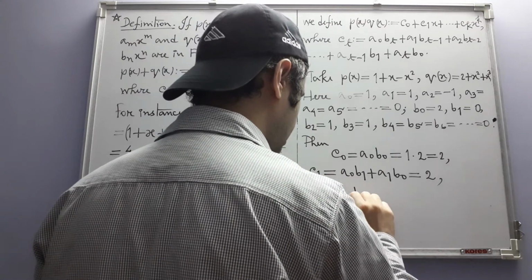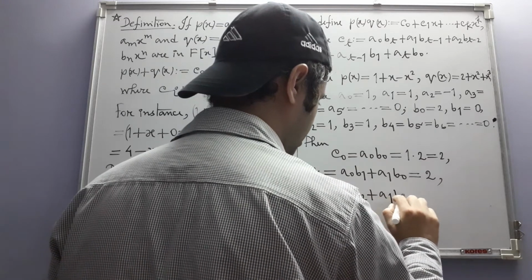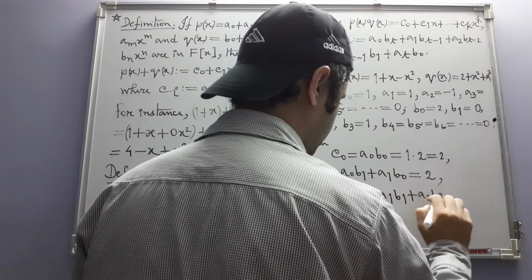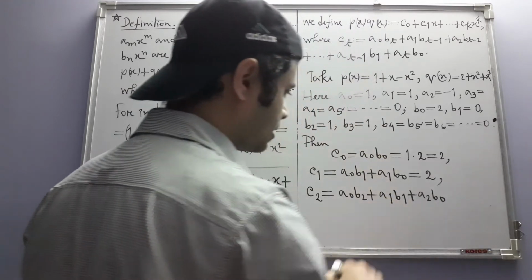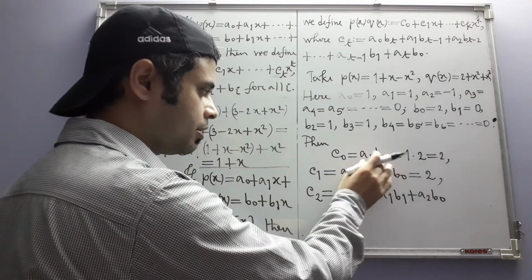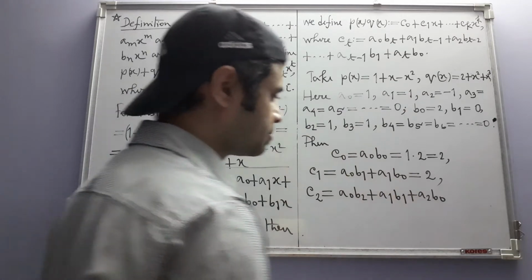C2 is A0 B2 plus A1 B1 plus A2 B0. Note that the terms are going on increasing. Here we have only one term in the expression for C0. Here 2 terms, here 3 terms.